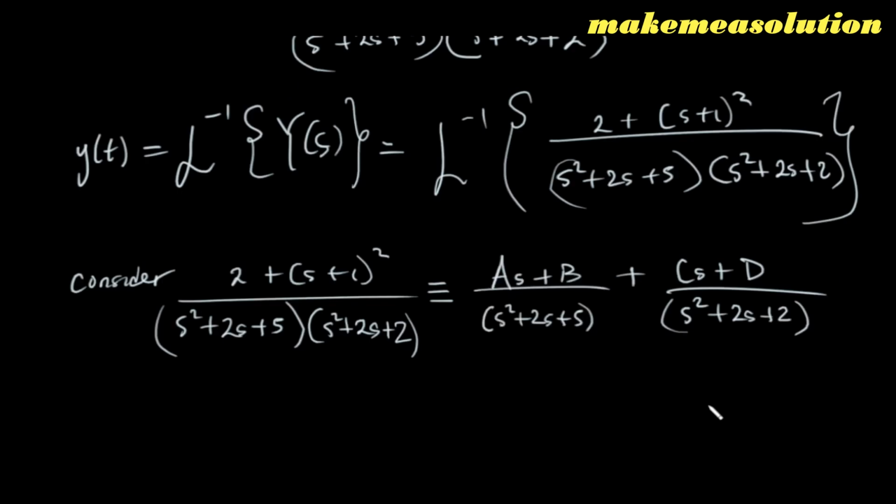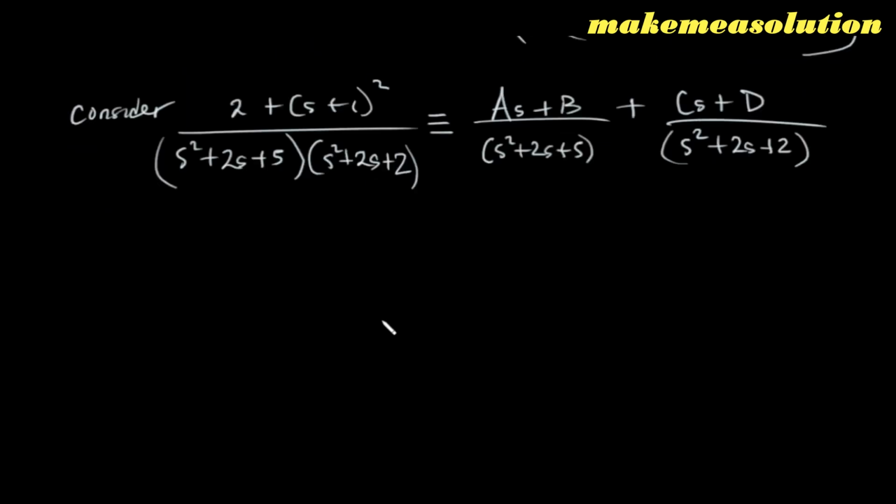Is that okay? So this is what it is like when you split it into partial fractions, because in this case you have the denominator consisting of the product of two quadratic functions. So you have it in this form. Our objective is to find the value of a, b, c, and d. So this is how we are going to do it.